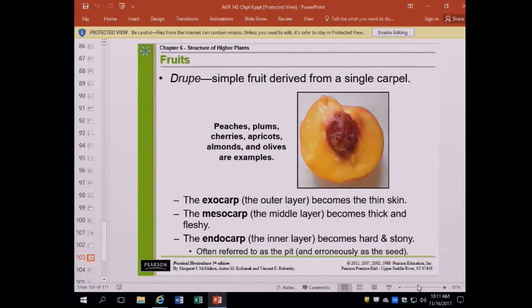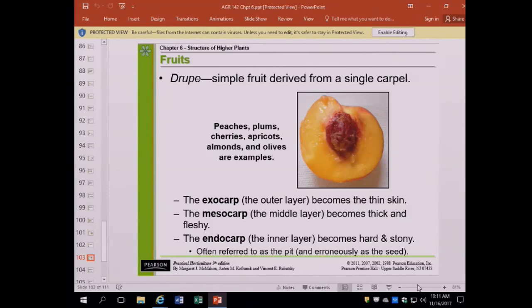And you take away the exocarp to get to the middle layer, which is the mesocarp, which provides the thick, fleshy, edible portion. And that's going to be true with the plum, the peach, the cherry, the apricot, not the almond. You don't want to eat the mesocarp of an almond. Now, some people consider the mesocarp of an olive as edible. I'm not real crazy about many olives, but that's what we're talking about.